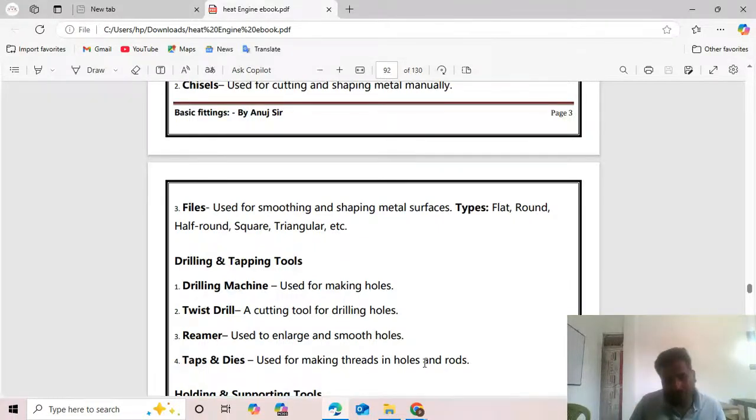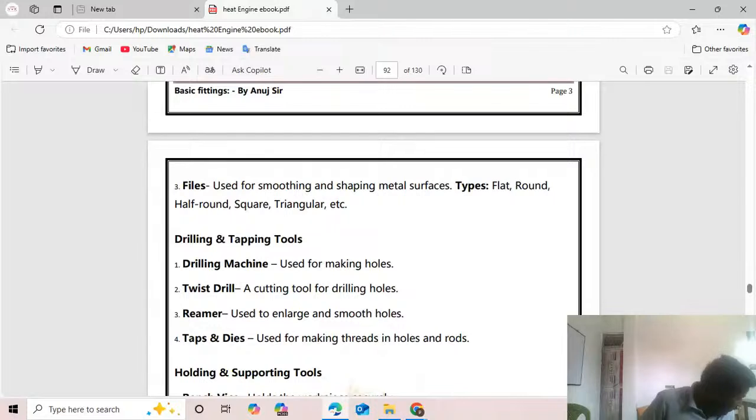Enlarging a hole is called reaming. And after that, taps and dies are used for making threads in holes and on rods. What is the work of a thread die? It makes threads, so we make threads there.